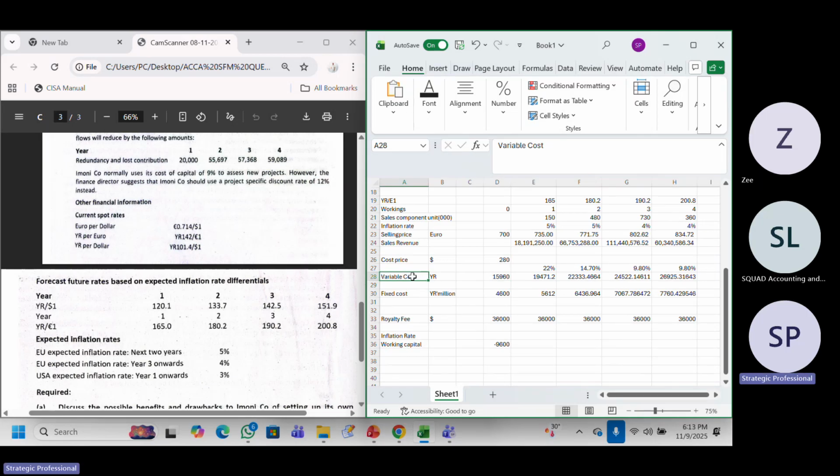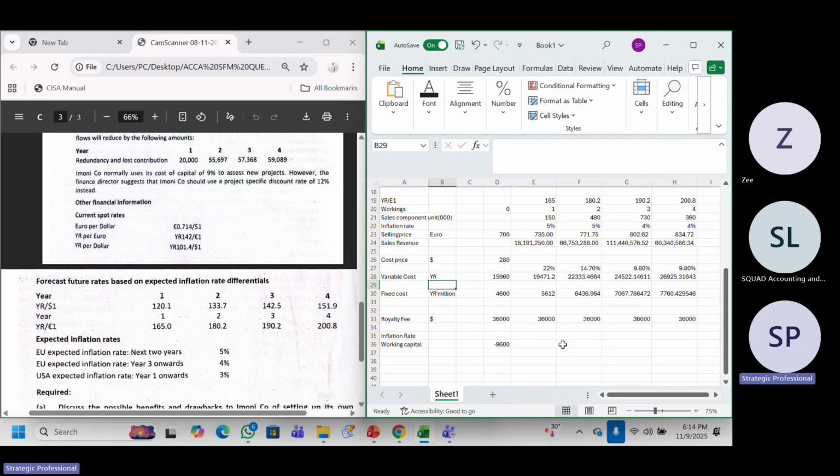The variable cost, we already converted it using the inflation rate. Now it is in Yolanda's currency, so we're not converting. We're not going to convert that one now. So we're just going to take it straight.